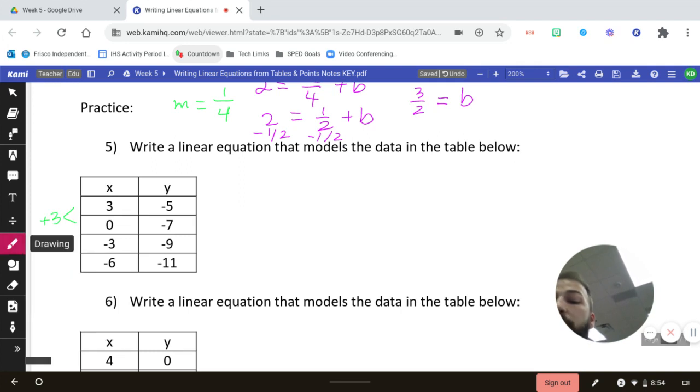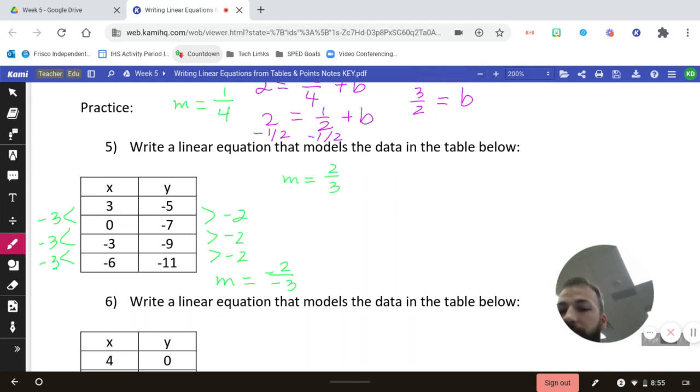So 3 to 0 is plus 3. 0 to negative 3, or sorry, not plus 3, minus 3. Mr. Arbone's being crazy this morning. Then minus 3. Negative 3 to negative 6 is minus 3. Negative 5 to negative 7 is minus 2. Minus 2, minus 2. So our slope would be equal to negative 2 over negative 3, which would give us a slope of positive 2/3. So for our equation, we get y is equal to 2/3 x plus b.